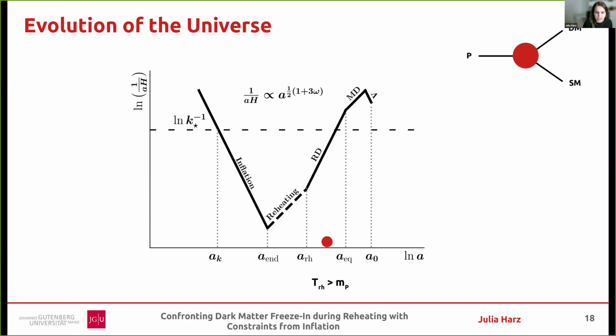The question is now, what happens actually if we have another setup, if the parent particle has a mass that is larger than the reheating temperature, meaning we have the freeze-in production during the reheating phase? And also, how does this then change the interpretation, for instance, of experimental exclusion plots? And this is what I want to discuss today.